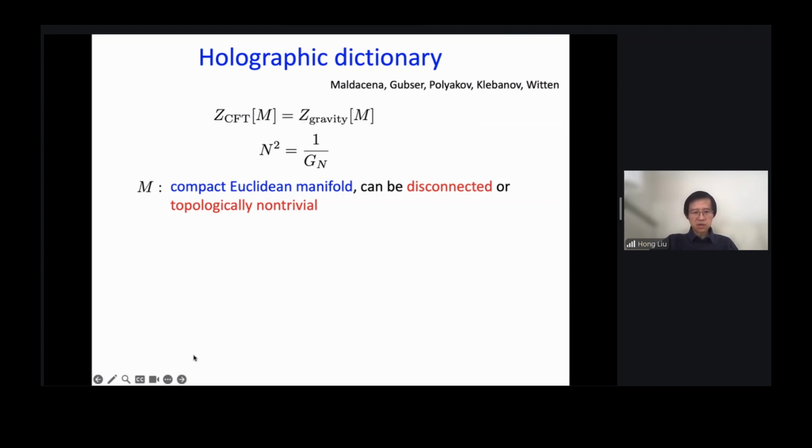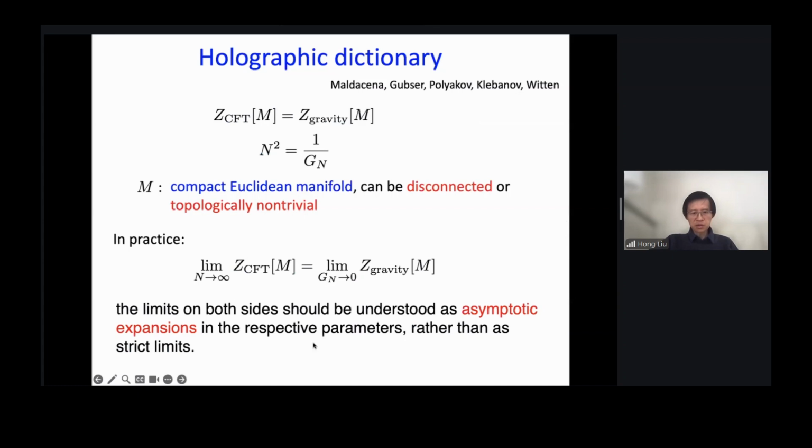So the most useful version of this relation in practice is the semi-classical limit. So in the semi-classical limit, on the gravitational side, we can approximate it by a gravitational path integral and do a saddle point approximation. And then on the CFT side, we take the large N limit. So I emphasize here that when I say limit, it should be understood as an asymptotic expansion in the respective parameters rather than a strict limit. So on the gravity side, you should view this as an asymptotic expansion in G Newton. And similarly, on the CFT side, it should be considered as an expansion in 1 over N squared.